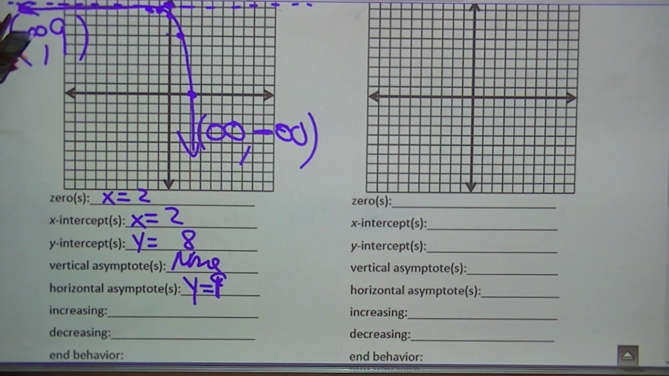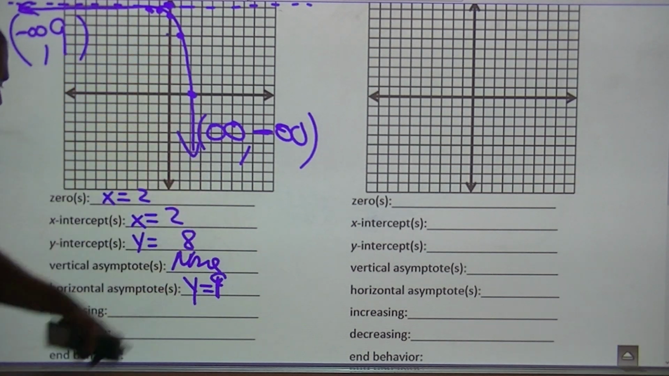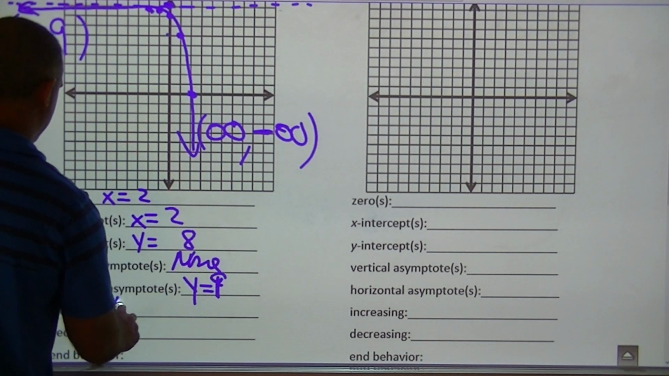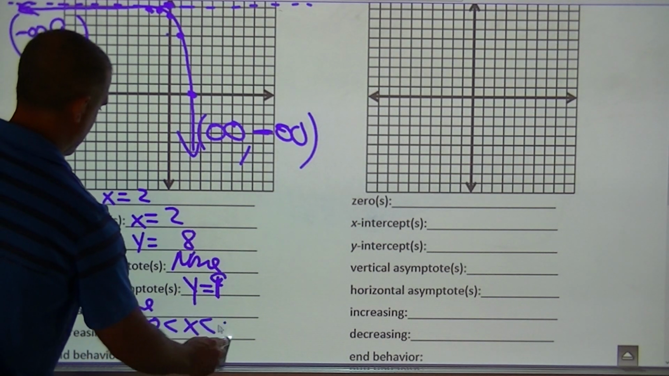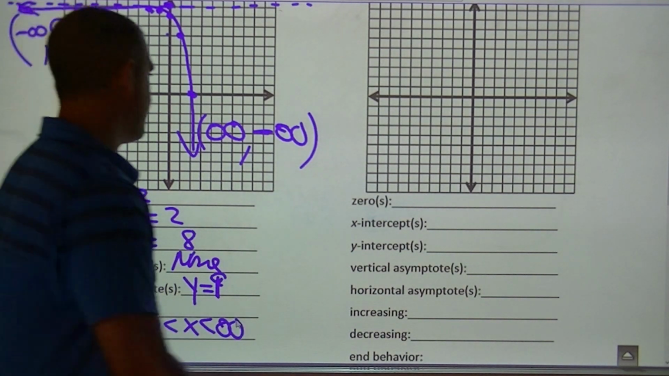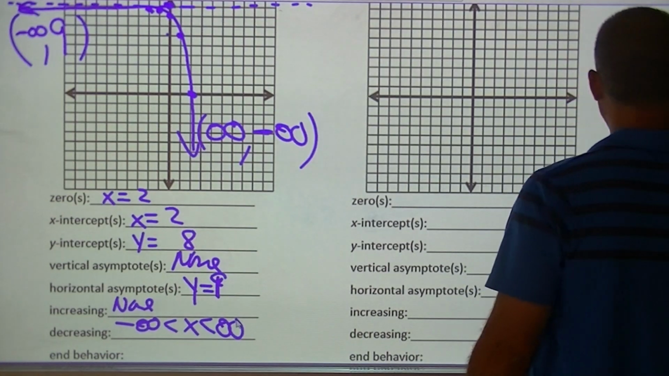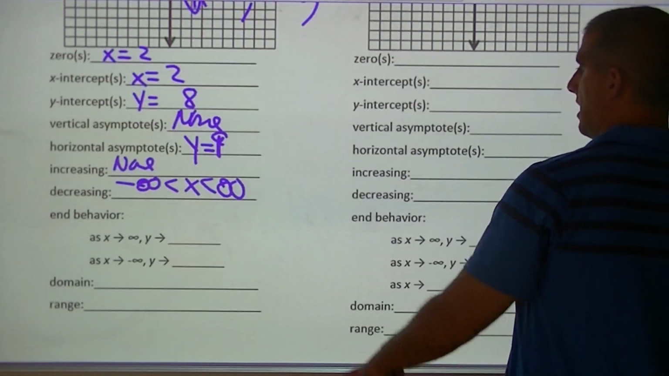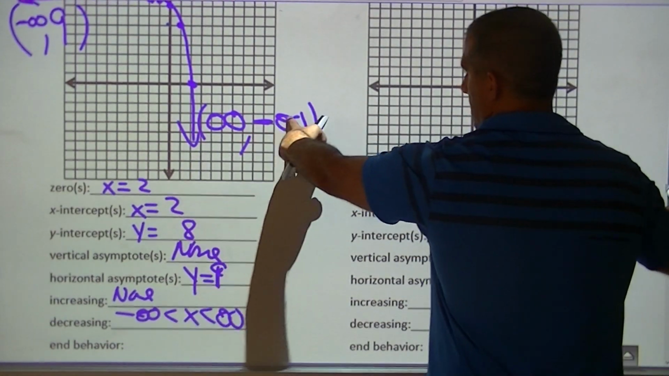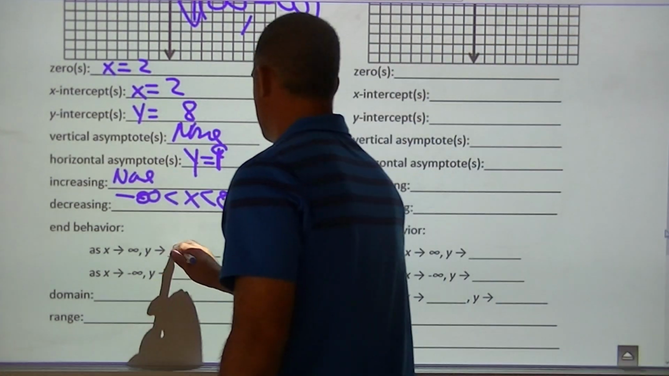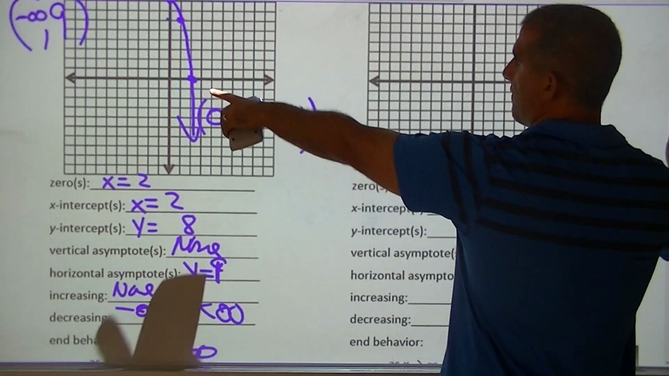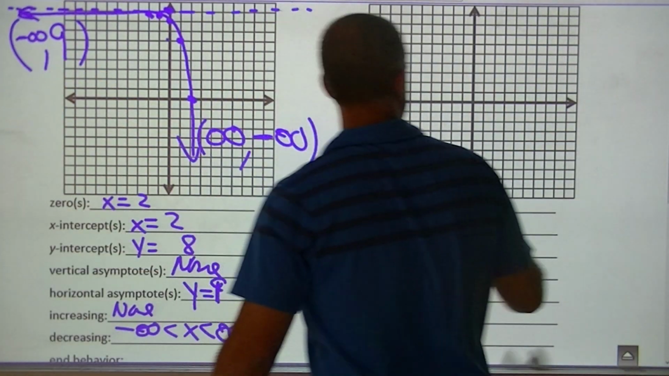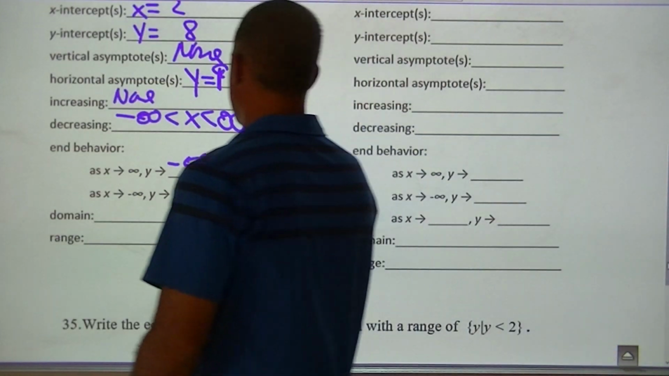Increasing, decreasing. So this starts here. If I trace, that's decreasing the whole way. So this is going to be none. This will be from negative infinity to infinity. End behaviors, okay? As x approaches infinity, which will be that, the y is negative infinity. Okay? As x approaches negative infinity, my y-coordinate is 9.